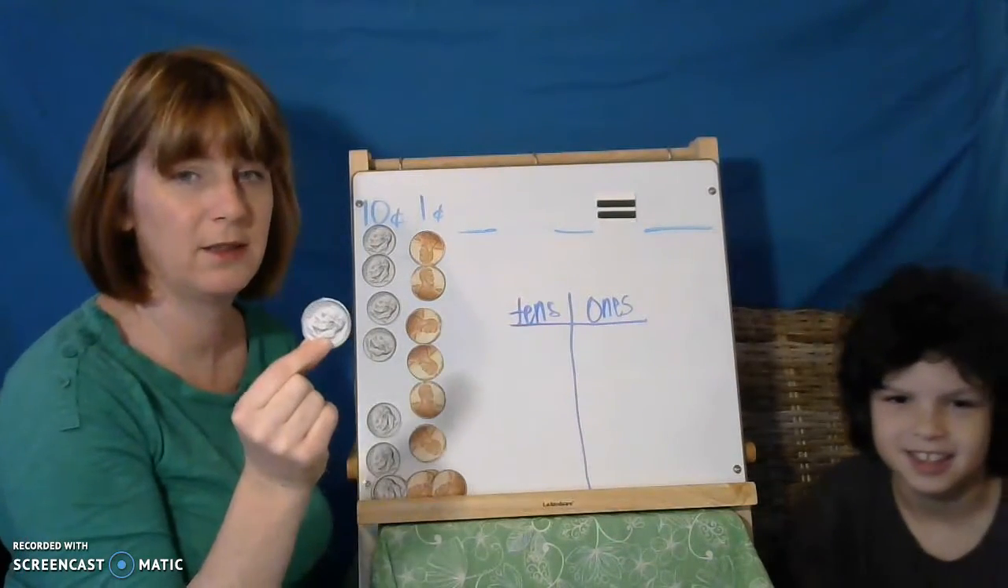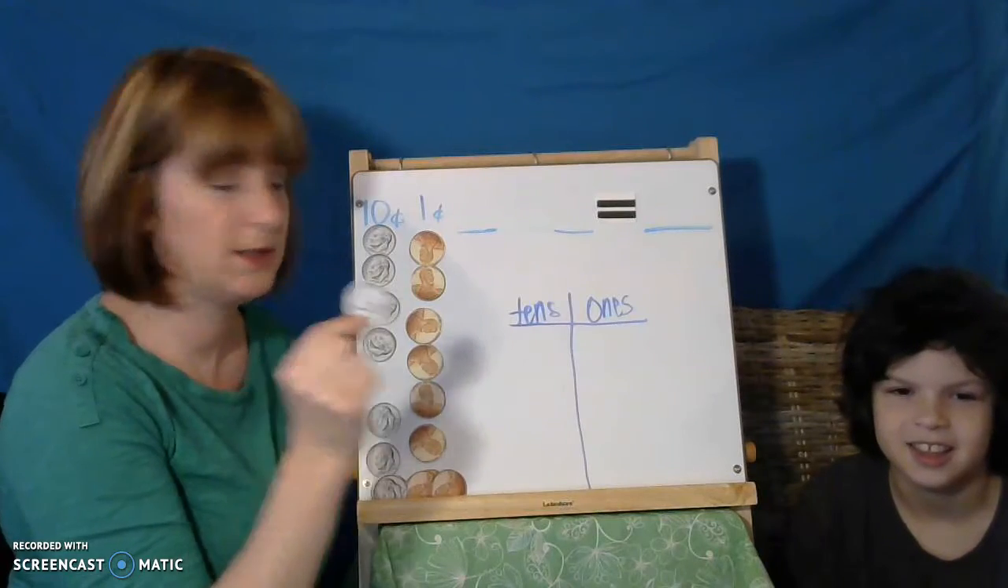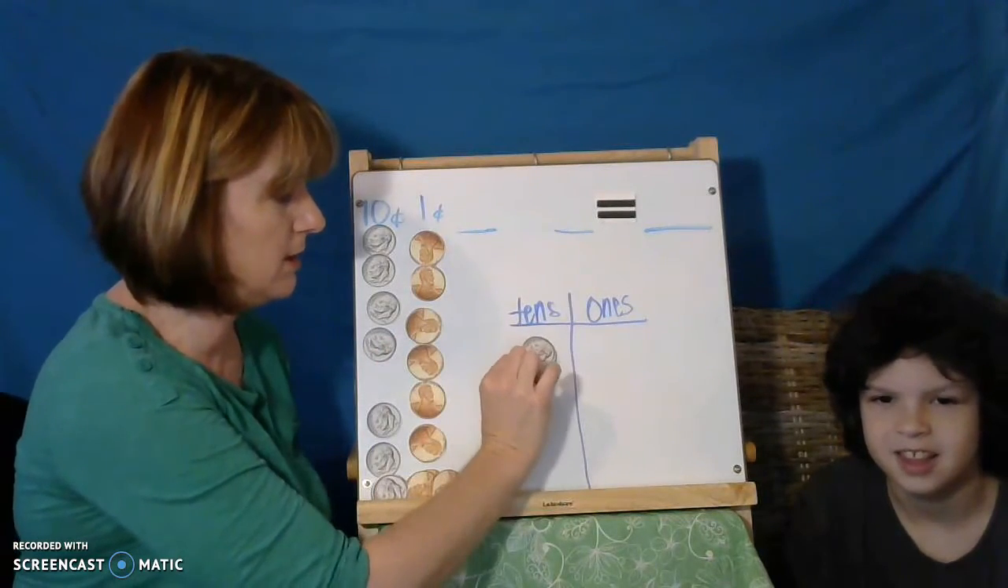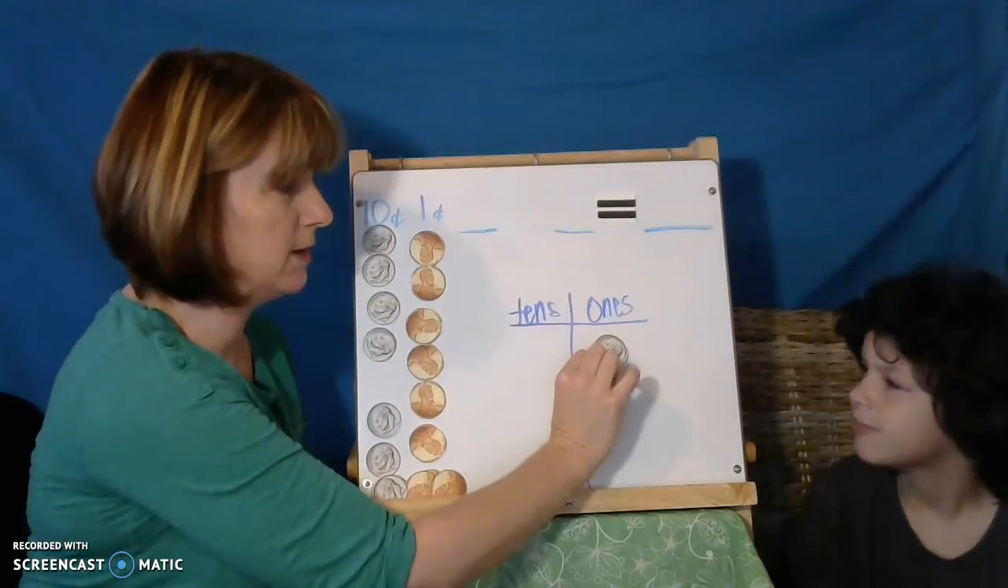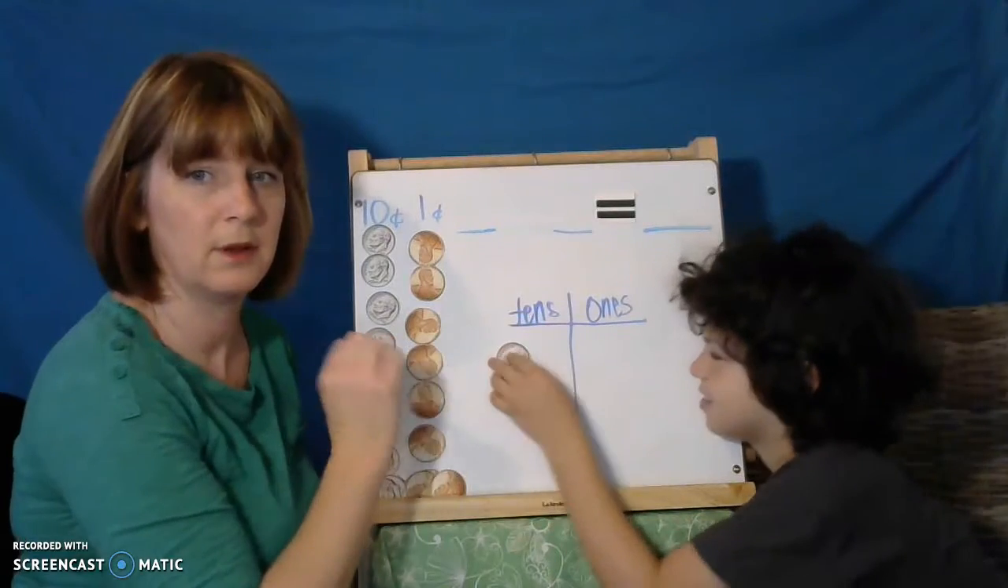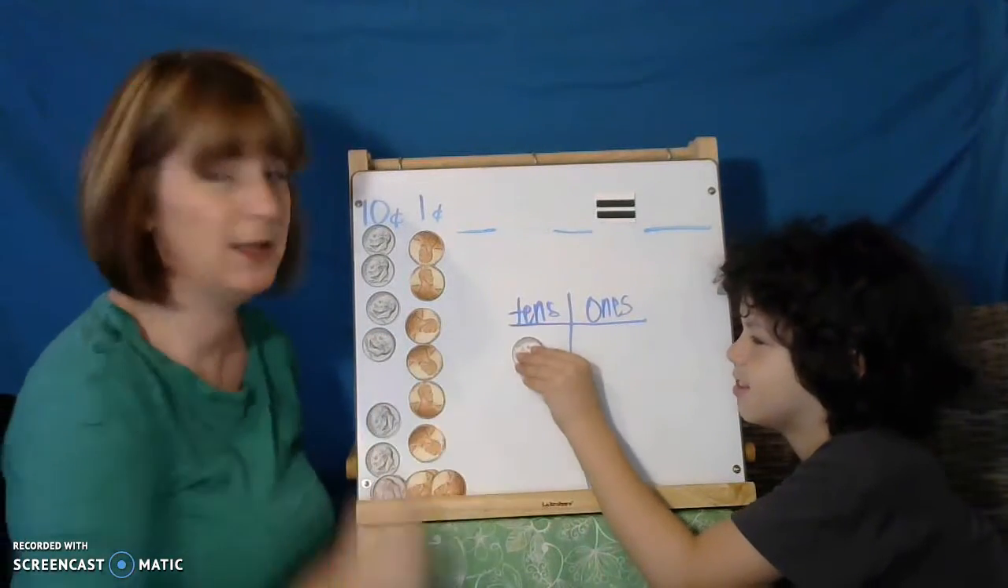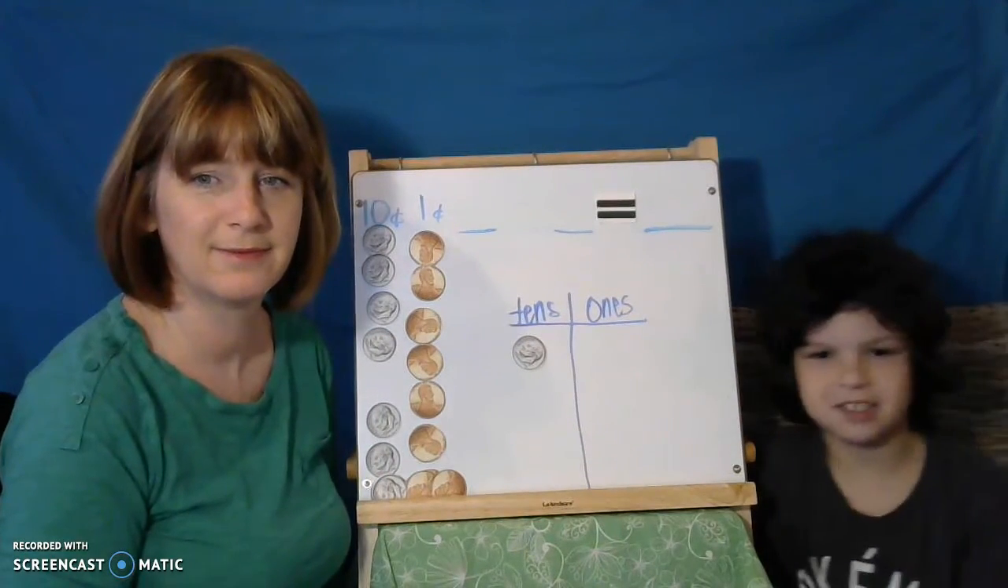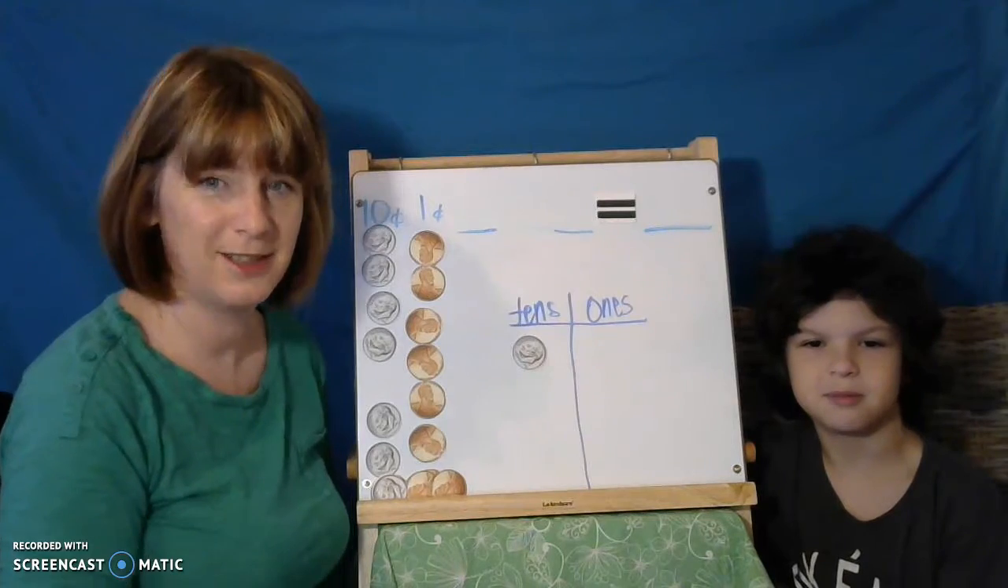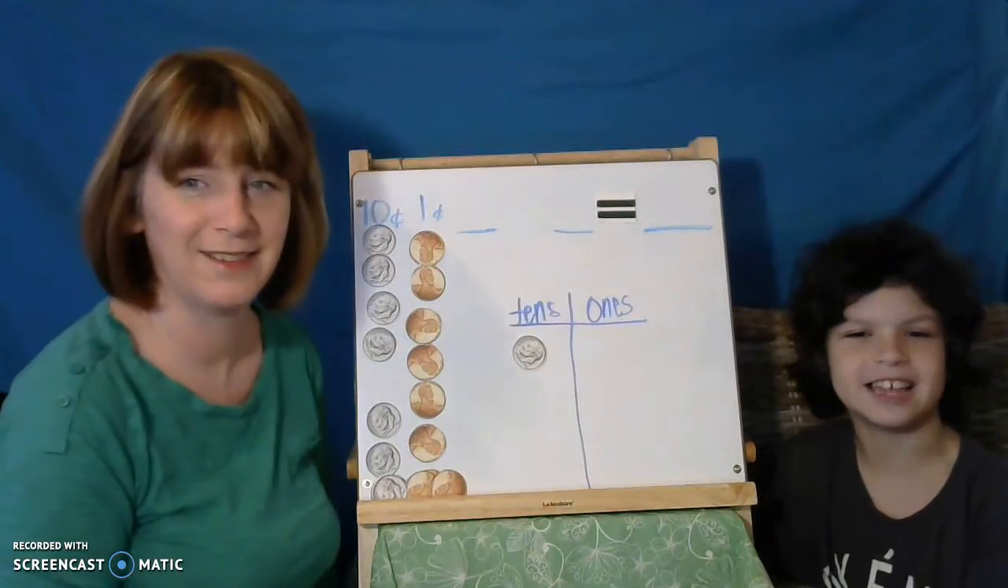10 cents. So if this is worth 10 cents, do you think it should go in the tens place or the ones place? The tens place. Why do you think the dime should go in the tens place? Because it's worth 10 cents. Good. And it has 10 in the tens.